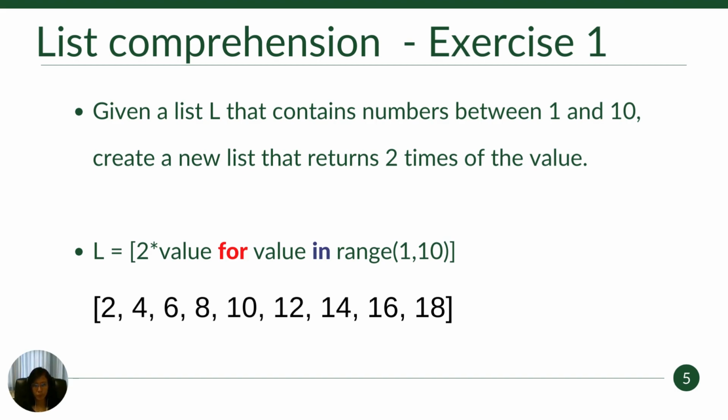So here, the given range is between 1 and 10, right? Between 1 and 10, so we want to start from 1 all the way to 9. Then we want to multiply each value by 2, right? So our expression is 2 times value, and then your usual for loop.